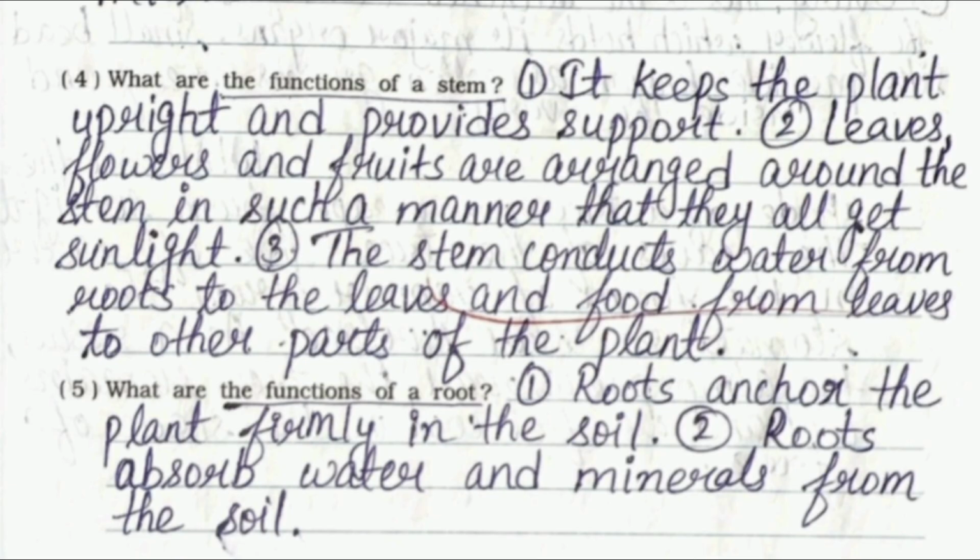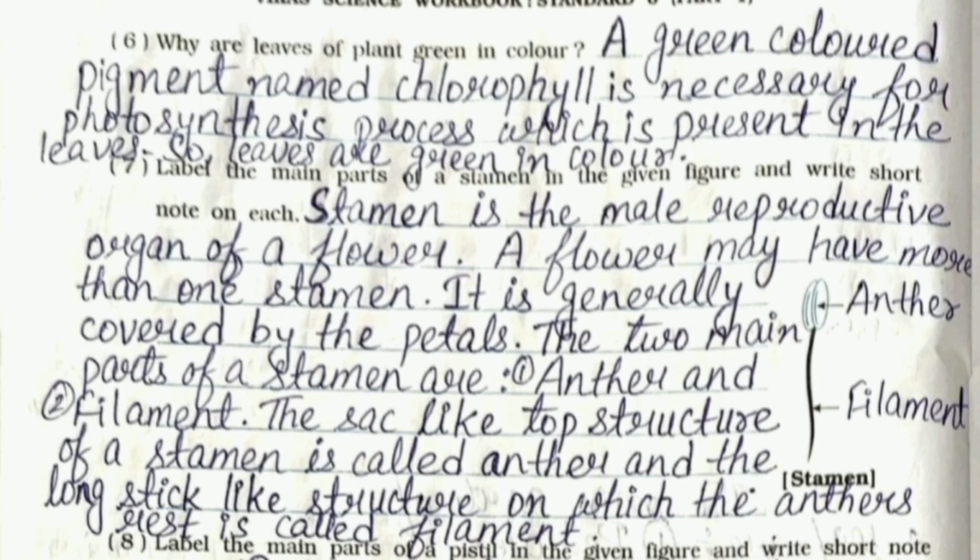Fifth one, what are the functions of a root? The functions of a root are: roots anchor the plant firmly in the soil. Roots absorb water and minerals from the soil.